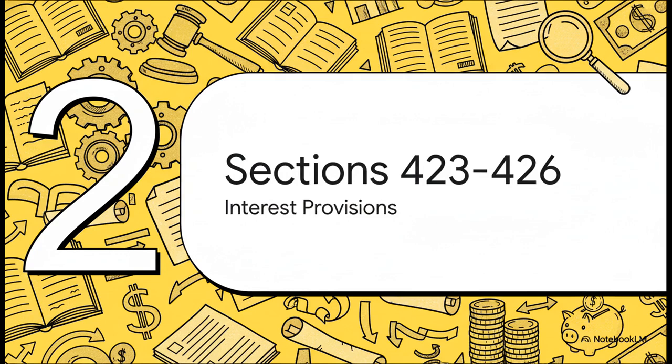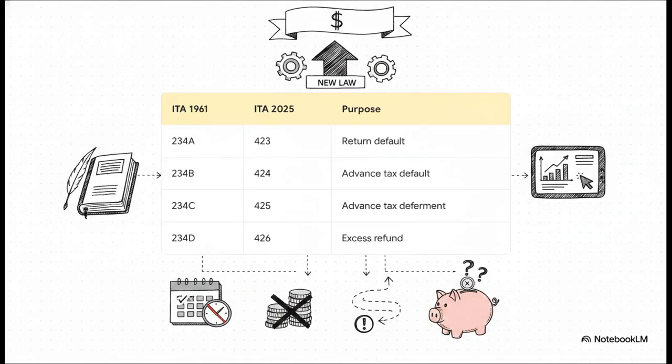Moving on to Section 2, breaking down sections 423 to 426. Let's unpack the actual mechanics of these new legal provisions. And this brilliantly illustrates the direct mapping from the old law to the new one. Look, if you're a tax professional, the old 234 series is probably permanently etched into your memory, right? Well, it's time for an update.